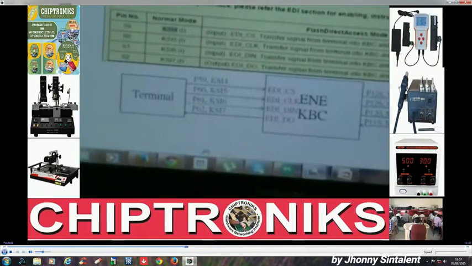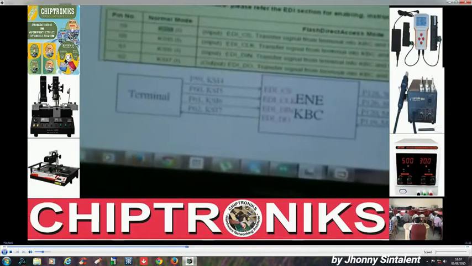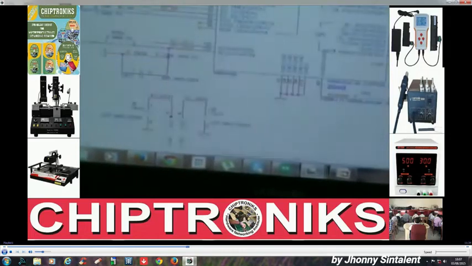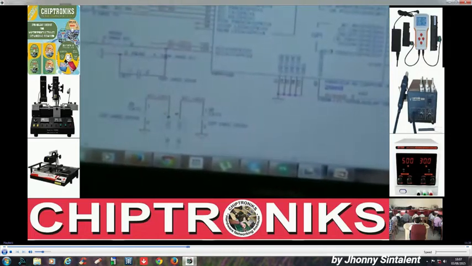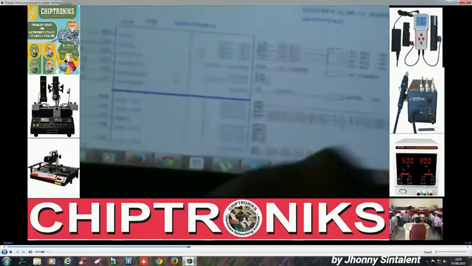Let's go back to the schematic to understand it more. Yes, and you just go to page number 13.